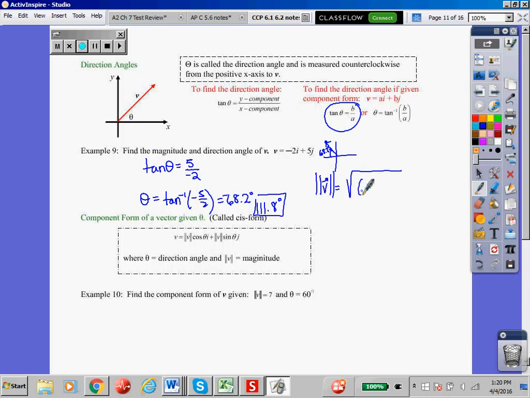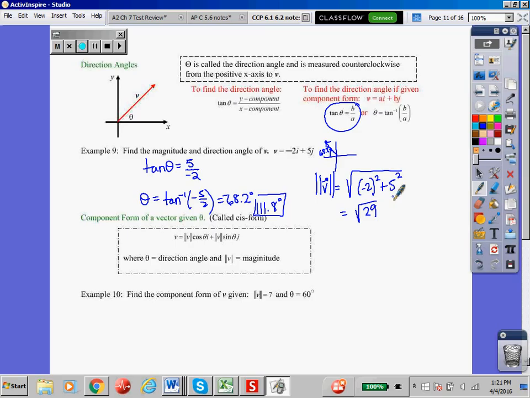Magnitude is just the square root of negative 2 squared plus 5 squared. And that's giving me the square root of 29. All right, so let me talk you through that one more time in case I lost you. You know how to do magnitude. Magnitude is the length. So that's just the square root of negative 2 squared plus 5 squared, or square root of 29. I don't think we're having trouble with that.